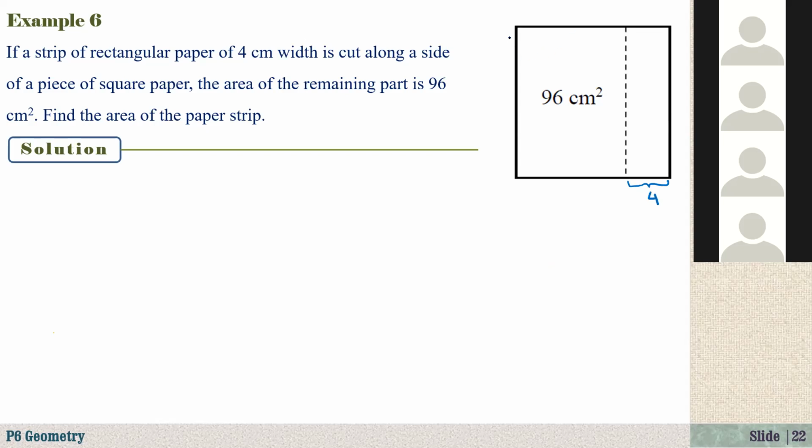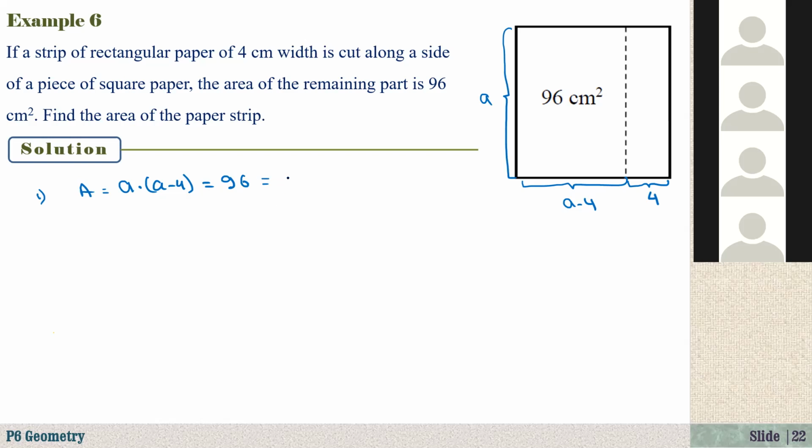And suppose that the side of the square is, let's say, A. We already cut away the 4 centimeters, so the remaining part will be A minus 4. The area of this rectangle is 96, right? What is that area? It is equal to A times A minus 4, that's equal to 96. So can I write 96 as a product of two numbers whose difference is 4?